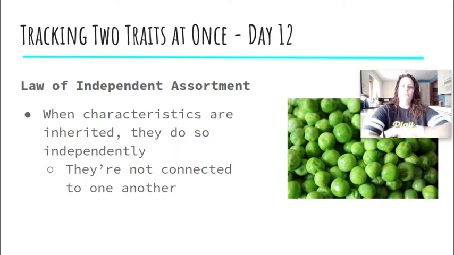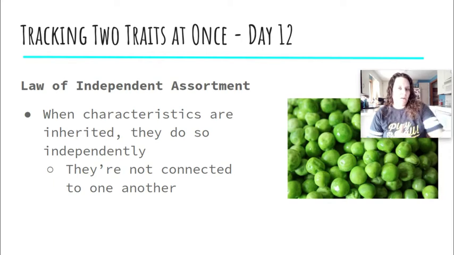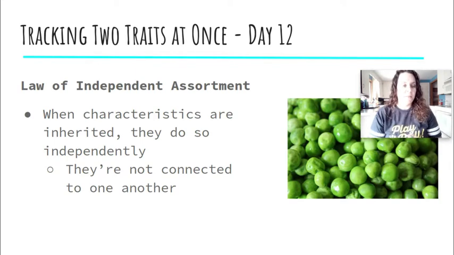When Mendel was doing some of his studies, one of the conclusions he made is called the law of independent assortment. It says when characteristics are inherited, they do so independently. It's not like this trait is automatically going to go to mom, or this trait is automatically going to go to dad, or it's going to automatically split a certain way. It's all random. It's all assorted independently. That's why they're not connected to one another. One of the reasons why there are so many genetic differences in all of us and why you are going to be the only you that ever lives.